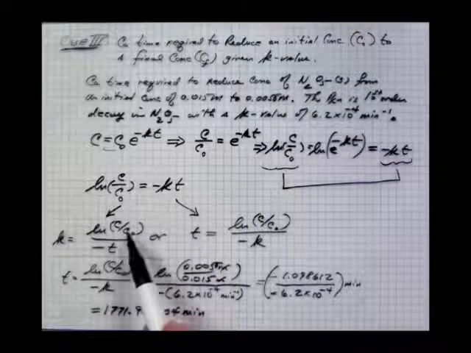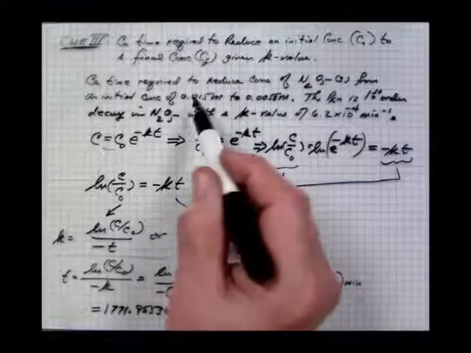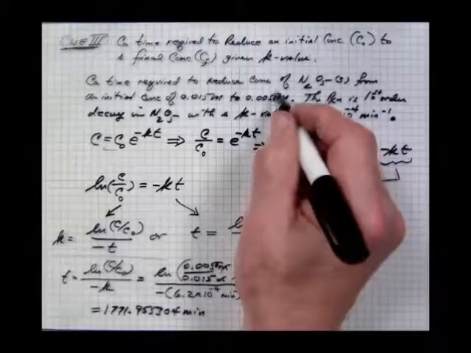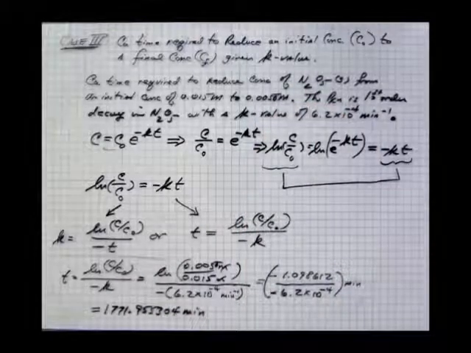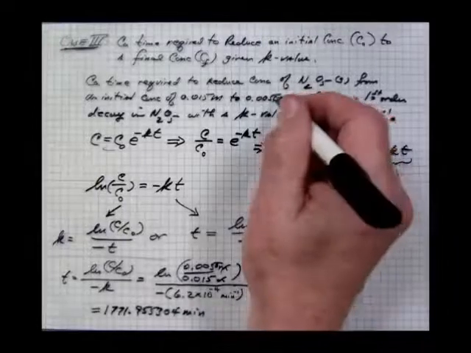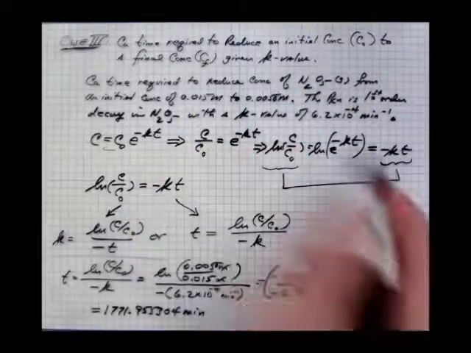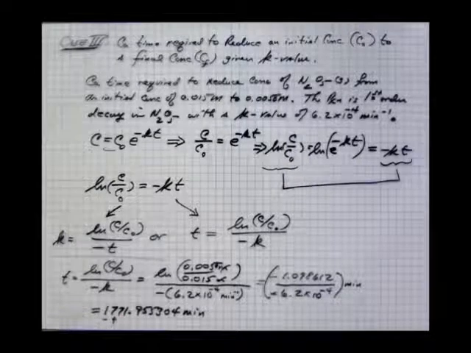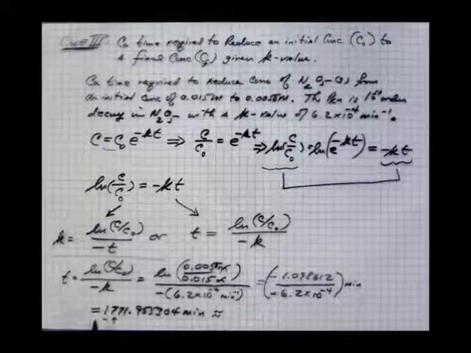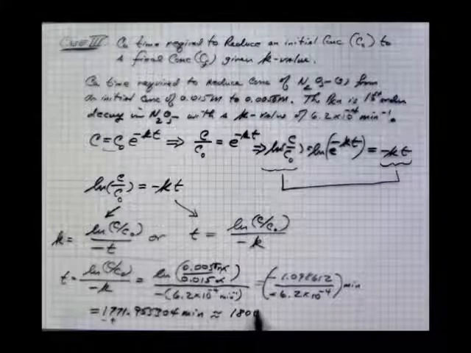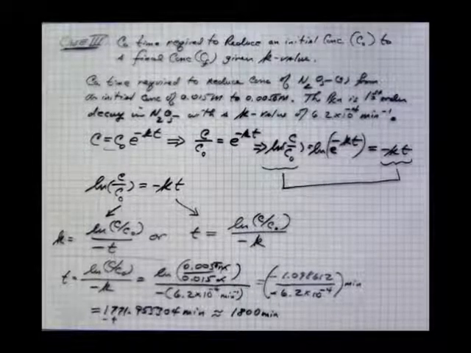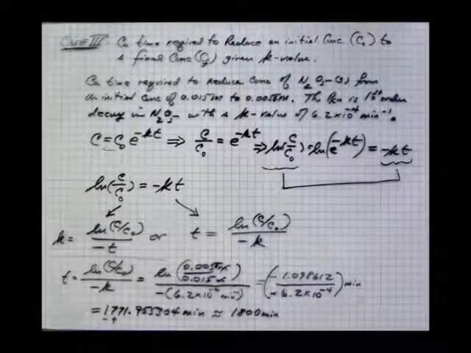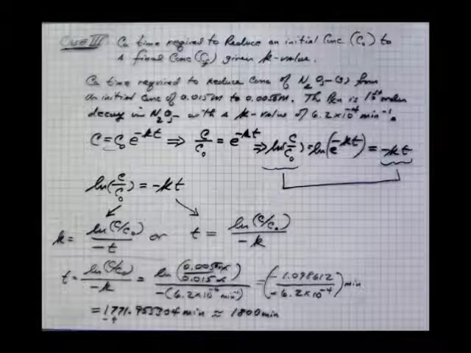From the data here and here, we count left to right, 1, 2 significant figures here, and that 0 after the leading 5 digit is also a significant figure. So we have 2 significant figures, and this needs to be rounded to 2 significant figures. So this would be rounded to 1800 minutes required to reduce the concentration from 0.015 to 0.005.